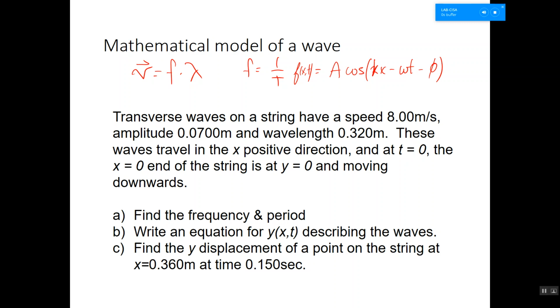Try to identify in the question what they're doing. This one's very explicit. They're telling you the speed is that, the amplitude is that, the wavelength is that. Sometimes it'll be a bit more difficult.